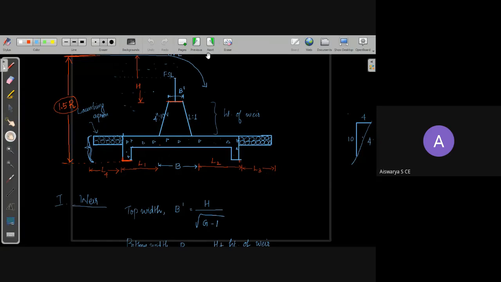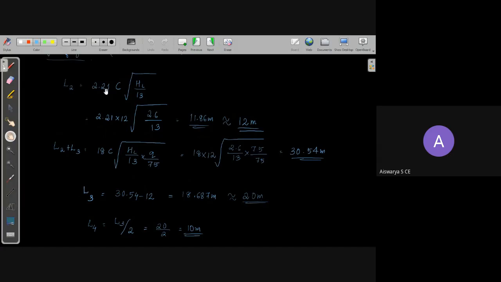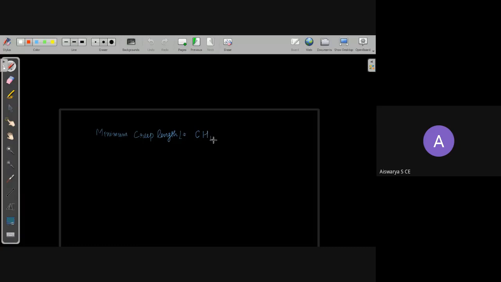Okay. Now in this equation we have already found L3 and L4. L3 and L4 are the launching apron lengths, for the pervious floor. We already know L2. Then L1 is what we need. To find L1, I'm taking the minimum creep length as C into HL, which is the minimum creep length that should be available for the impervious flow.